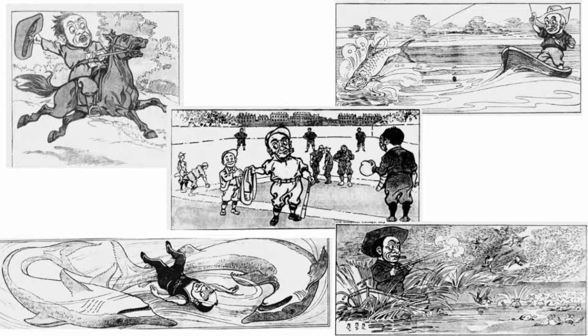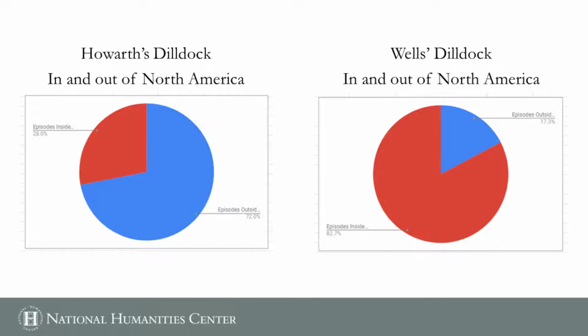and that is really interesting when we look at how he changes when Howarth dies. When Howarth dies, W.L. Wells takes over the strip, and Dildock stays home. He lives almost exclusively in the United States. His adventure stories really become sports narratives, a lot of quote-unquote masculine sport stories, as you see here: hunting and fishing and gameplay and that sort of thing. And when you compare the time that Dildock spends outside the United States and inside the United States under these two creators, you see a drastic difference.